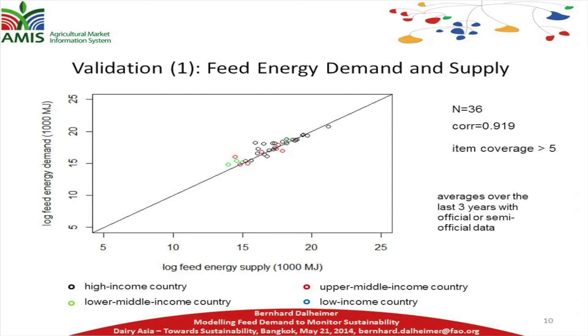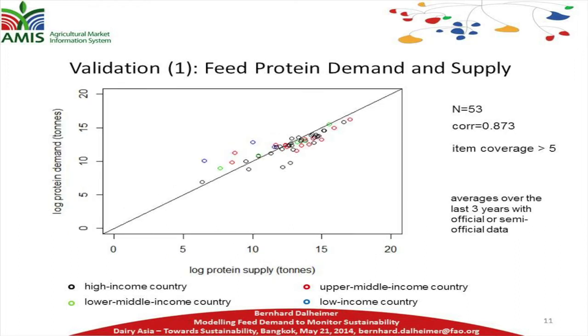When we have an item coverage of 5, we actually get a correlation of 0.9, which is very good, but only for 36 countries, and these are the most developed countries, the countries that have the most sophisticated feed estimation and a very good idea of how much feed is being utilized in their country. So what we want to know is how close to reality our estimates are in developing countries and in low-income countries.